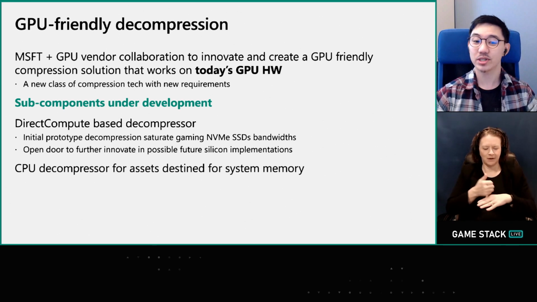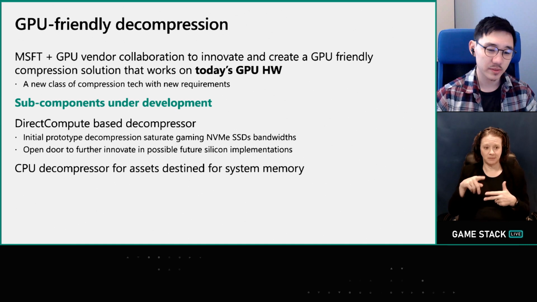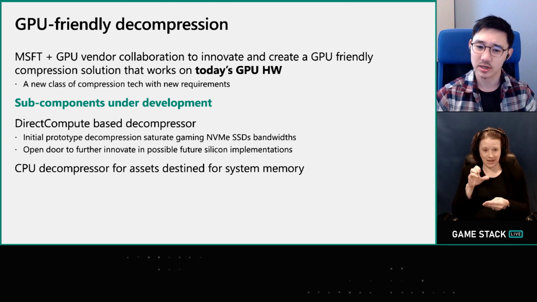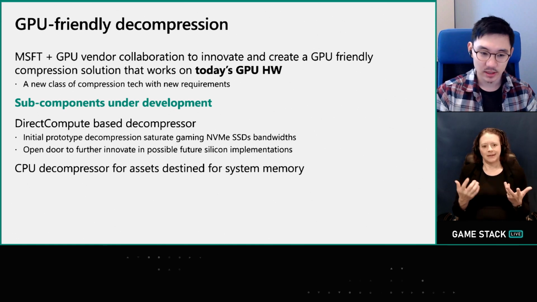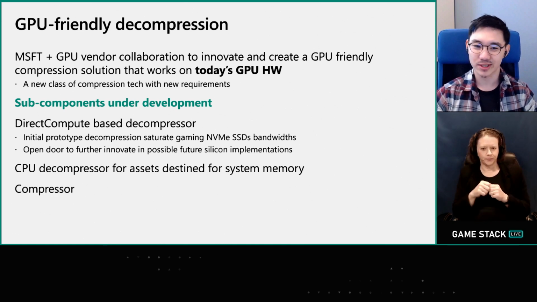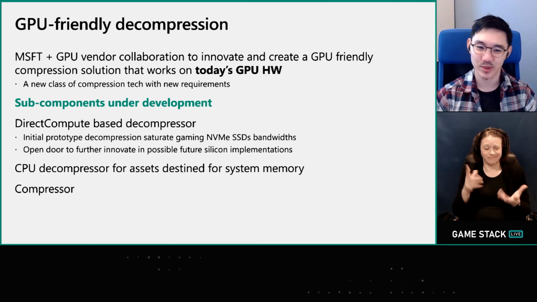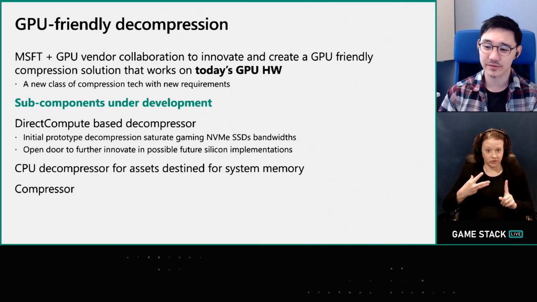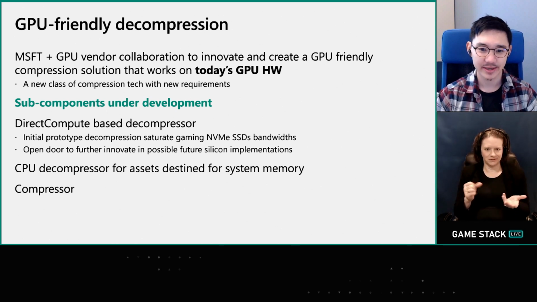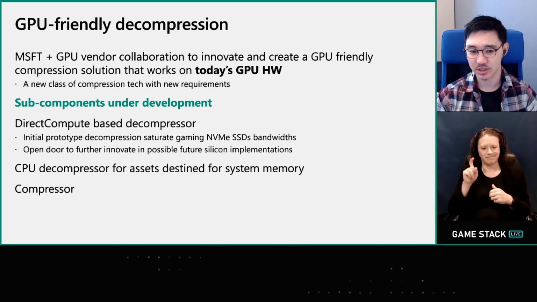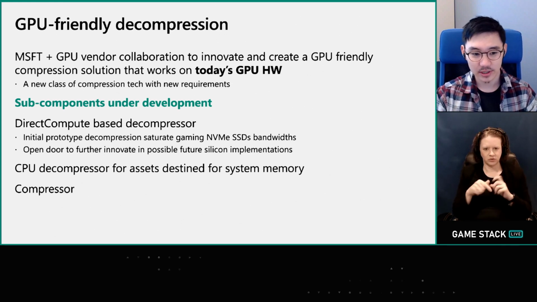There's a CPU decompressor for assets. Like we were saying, a lot of the assets are destined for the GPU, but not all of them. And so we do have to provide a CPU decompressor for assets destined for system memory. Audio was an example. And finally, of course, a decompressor is useless without a compressor. And so we're building that as well. Those are under development. This package will be part of the DirectStorage package that we will deliver to you so that you can take advantage of this technology.